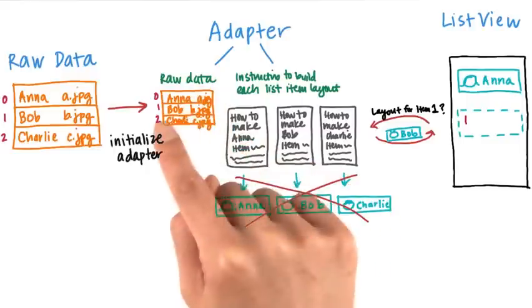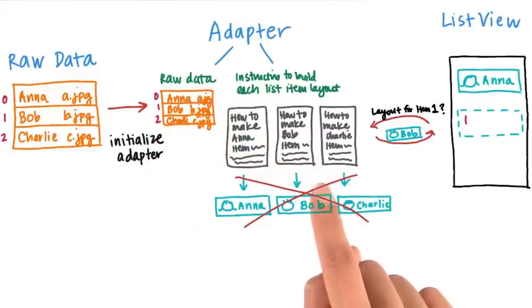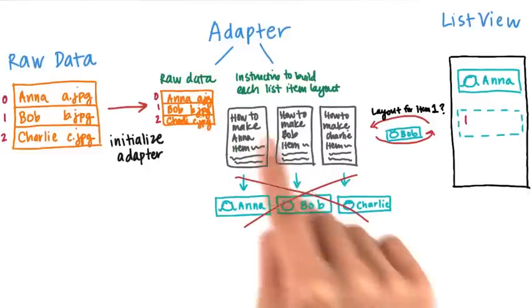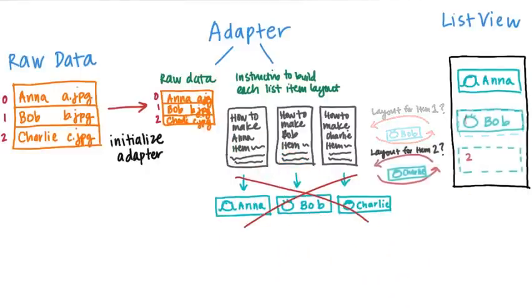The adapter checks that at position 1 we have the contact Bob. The adapter knows how to create a list item layout for Bob, so it goes ahead and does that, and then it returns it to the list view. And now we see that the list item for Bob has been successfully added to the list view at position 1.